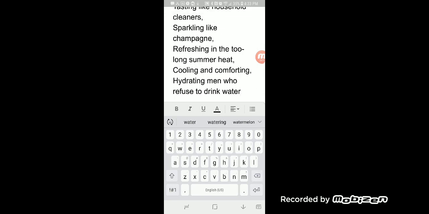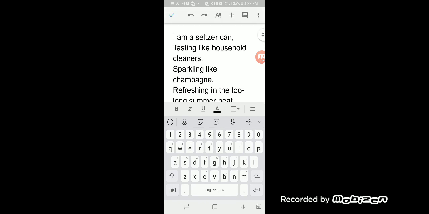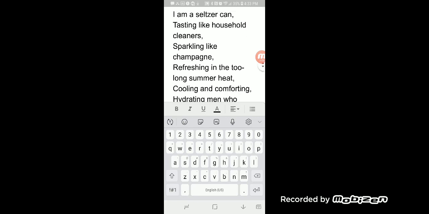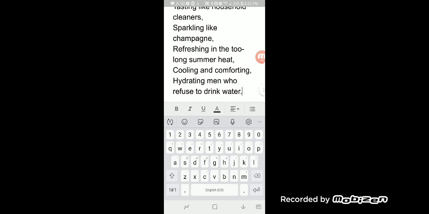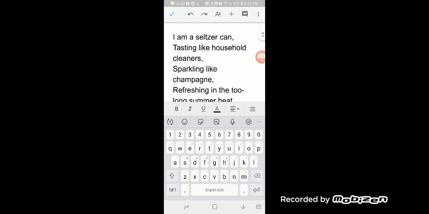All right, here we go. So my poem: I am a seltzer can. Each thing that follows from there is a participle phrase. I am a seltzer can, tasting like household cleaners, sparkling like champagne, refreshing in the too long summer heat, cooling and comforting, hydrating men who refuse to drink water. That's how you write your "I am" poem.